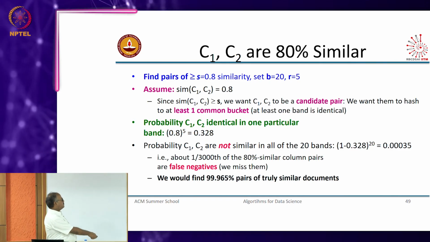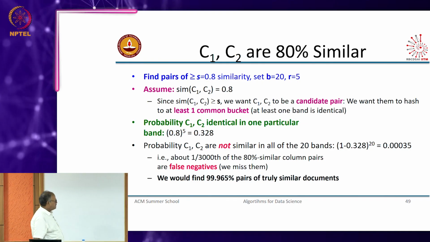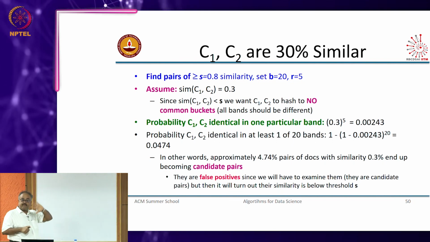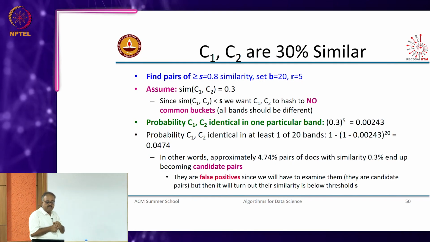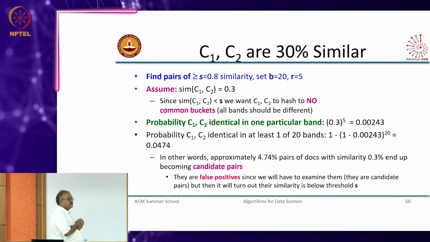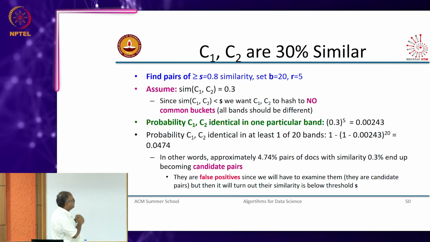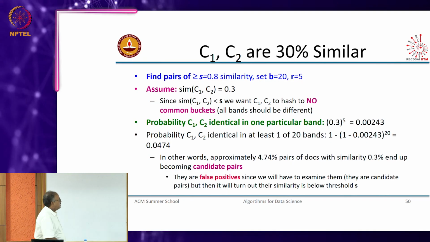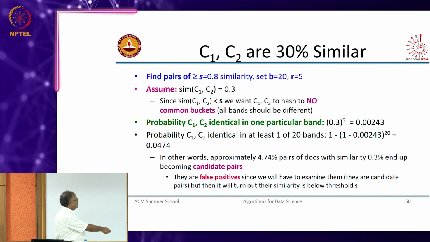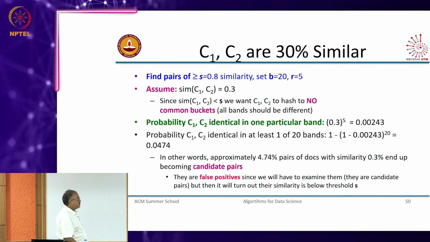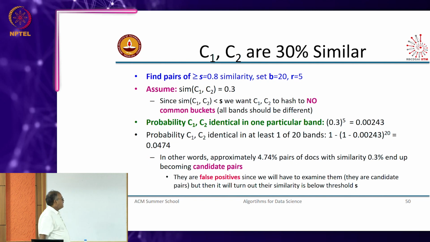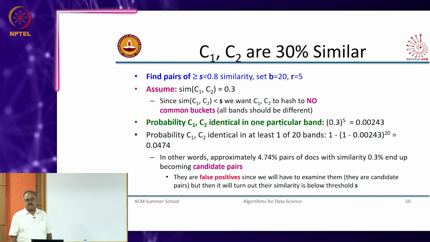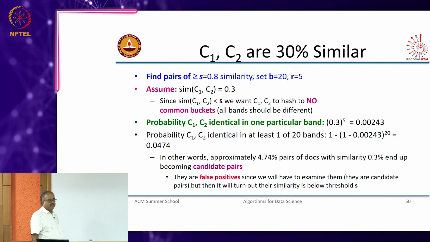So, look at that, we get the true positives are really good, right. So, in this case you should go with that. Now let us say that C1 and C2 are 30% similar. This is the flip side, right. We do not want these pairs. We are interested in finding pairs with similarity greater than or equal to 0.8. Let us say it is 0.3 similar, the same computation. I want to look at the probability that they will hash identically in one band, which is 0.3 to the power 5, and the probability that they will be identical in at least one of the 20 bands is only about 4.74%. That is a small enough number that we have done a lot of filtering now, right.